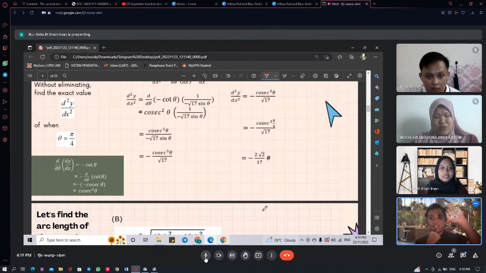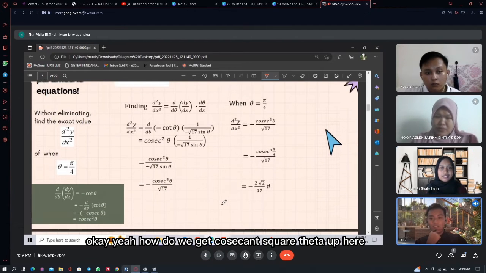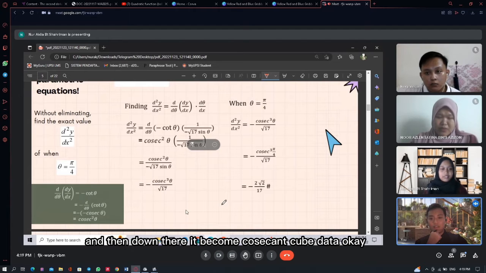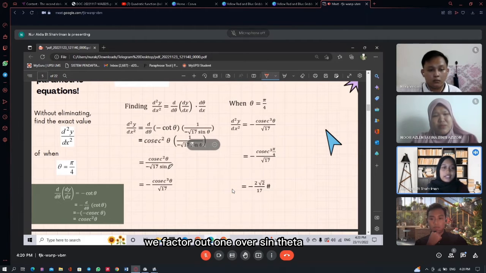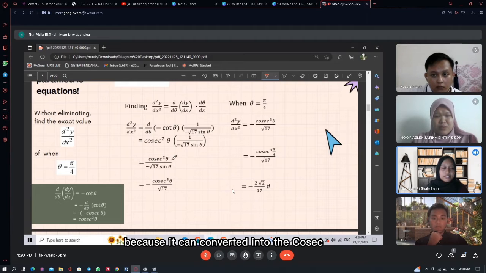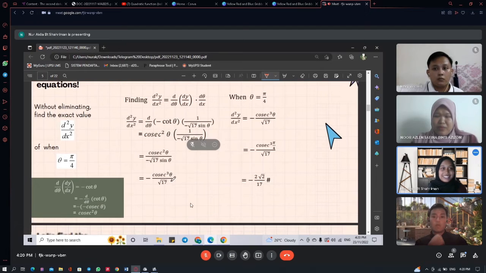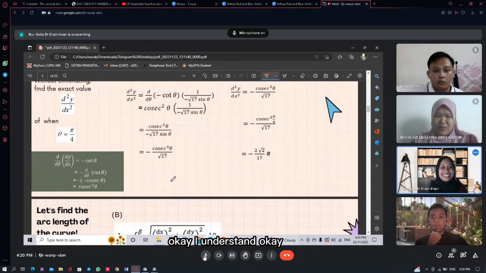Question: how do we get cosecant square theta up here, and then down there it becomes cosecant cube theta? We factor out 1 over sine theta, because we can convert it into the cosecant. Okay, get it? I understand.